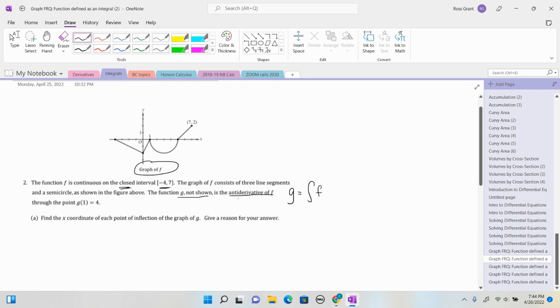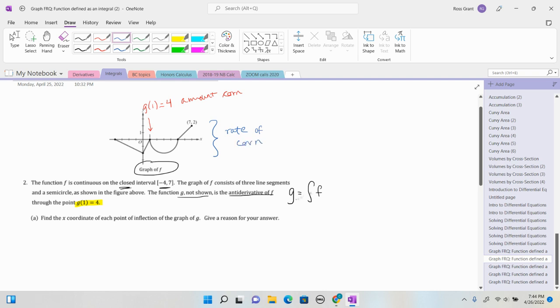So g is the antiderivative of f, and they give us 1 point on the mystery function g. So at 1, right here, g of 1 is 4. So you can think about g as like the amount of the corn. I keep going back to that corn problem because that's easiest for me to think about what's happening here. And this is your rate function, the rate of change of the corn in the silo, something like that.